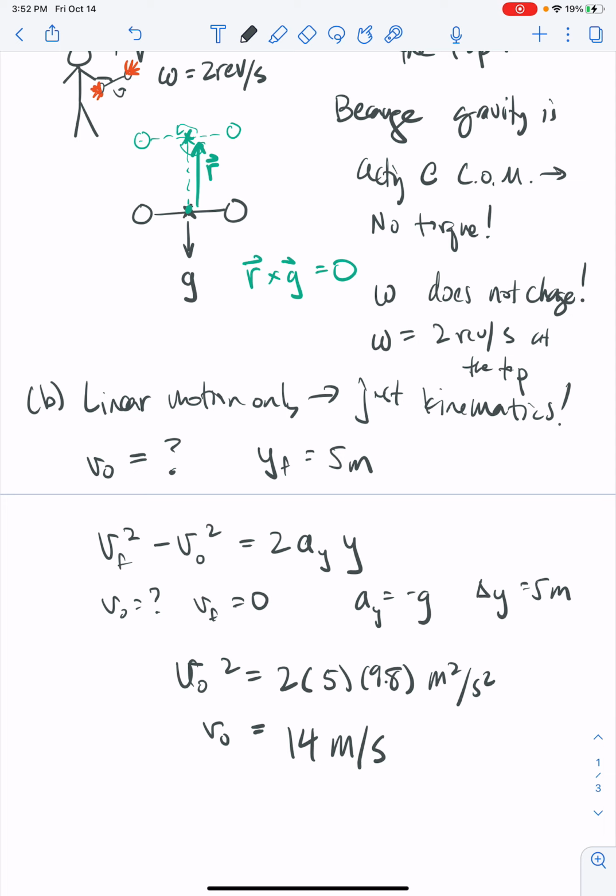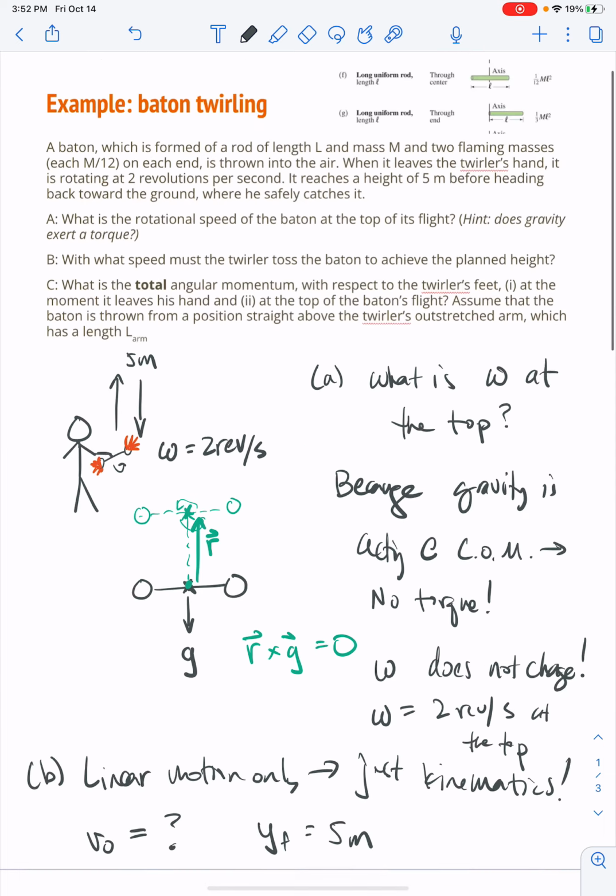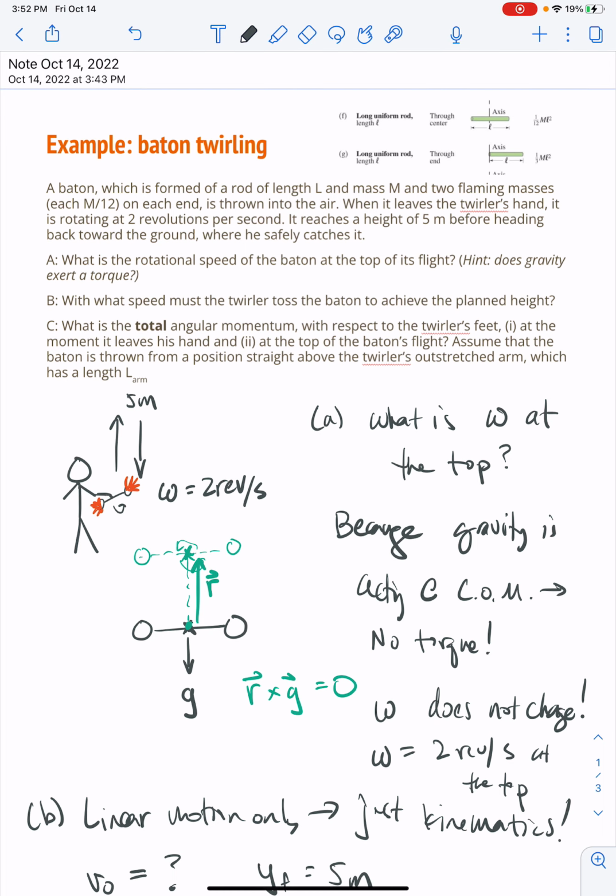Now let's scroll back up and read part C. So part C is, what is the total angular momentum with respect to the twirler's feet at the moment it leaves his hand and at the top of its flight? Okay, and it's asking you to assume that the baton is thrown from a position straight above the twirler's outstretched arm, kind of like I drew it in the picture. What's the length of L arm?